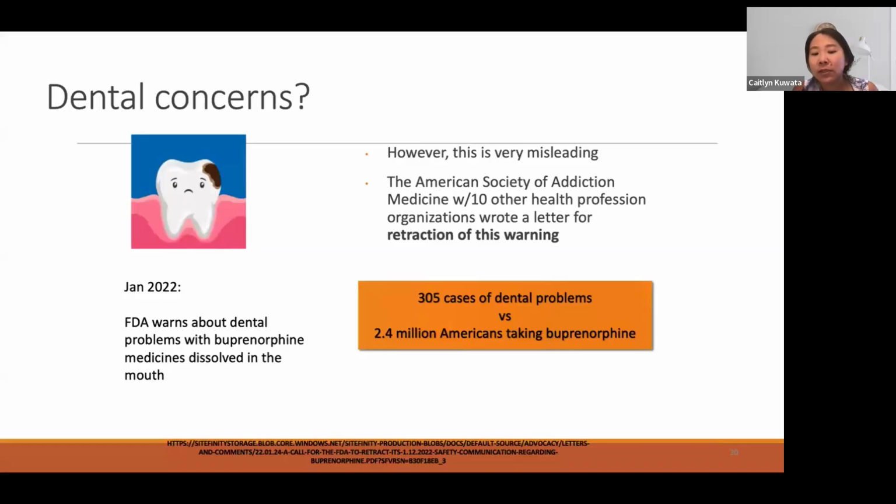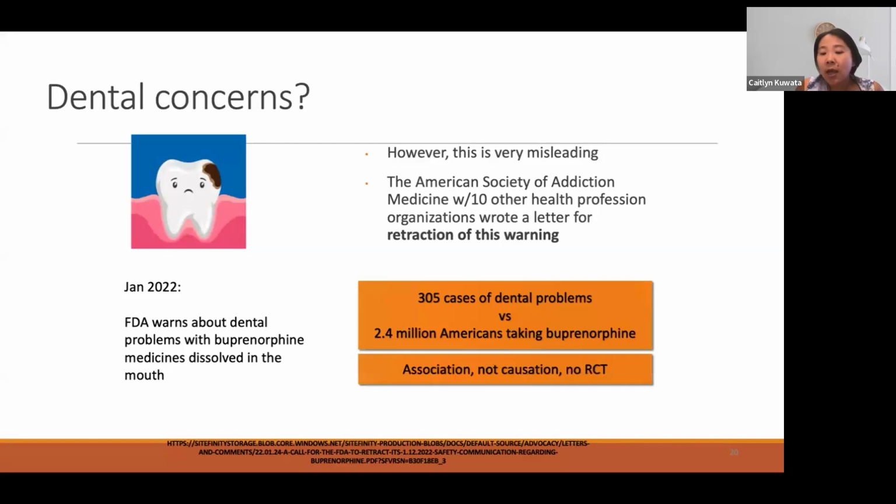It was a lot of case reports of people having dental problems who were using buprenorphine, 305. However, when you look at the number of people in general using buprenorphine, it's a much larger population using it without any side effects. And these were not randomized trials that gave this data to suggest there were problems. These were case studies. It was association, not causation. And the other thing to be really mindful of is a lot of the people who were using buprenorphine were for opioid use disorder, and a lot of people who had opioid use disorder were not necessarily seeking dental care.